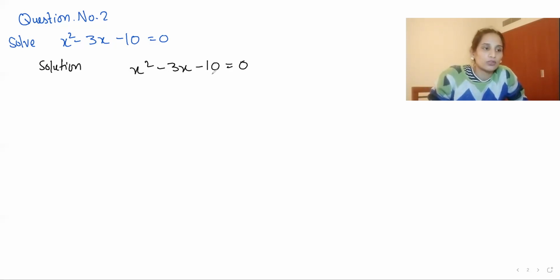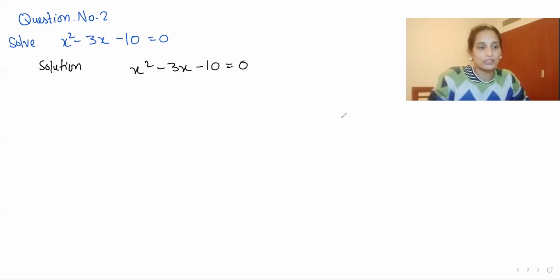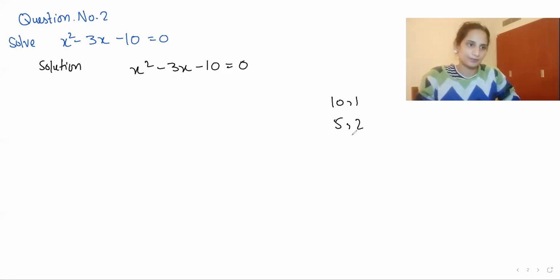For the factoring method, we have to multiply the coefficient of x square and the constant, 10 multiplied by 1 would be 10. Now we have to see the pairs of factors for 10, and see which pair could give us minus 3x. So 10 can be paired as 10 and 1, or 5 and 2. Yes, these are the two pairs of factors for 10.